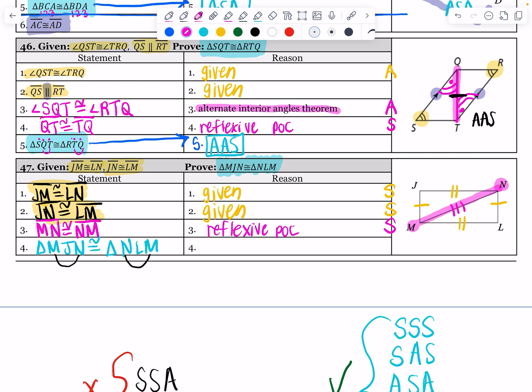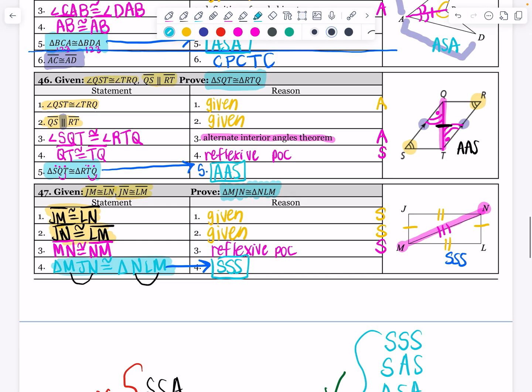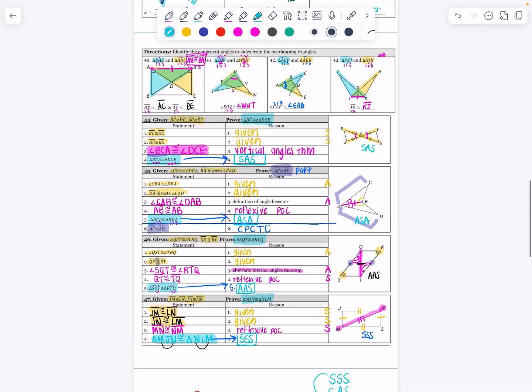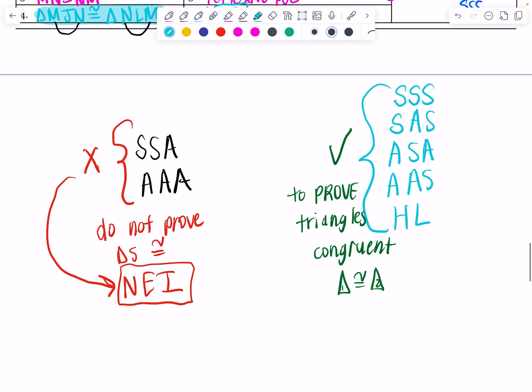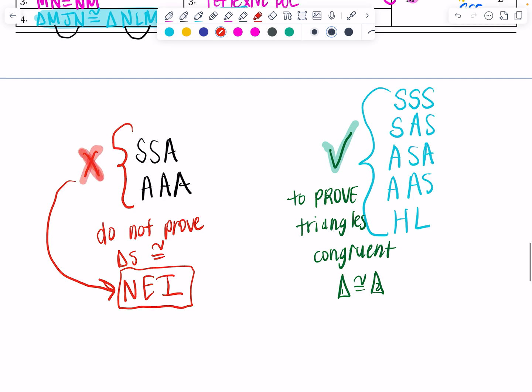What shortcut is that? Why can I say that those are congruent? That is going to be side, side, side. That is my side, side, side shortcut. So I get to put that here. Those triangles are congruent to each other by side, side, side. So I proved what I wanted to prove, that the triangles were congruent by the side, side, side shortcut. That is our Chapter 5 study guide, so make sure you know which shortcuts work to prove triangles congruent, and then which shortcuts are going to imply not enough information, meaning you're not going to have a congruent statement there.